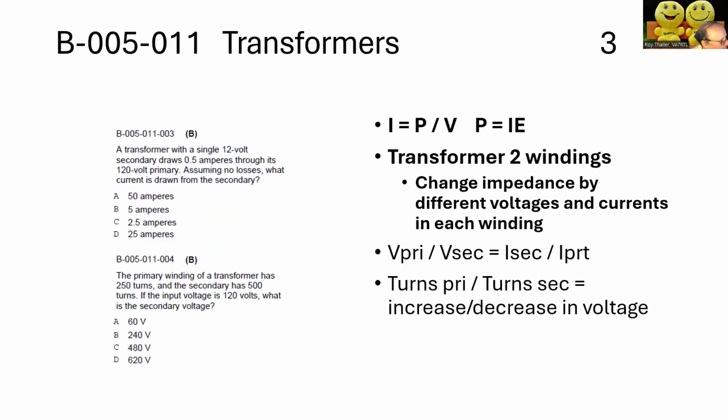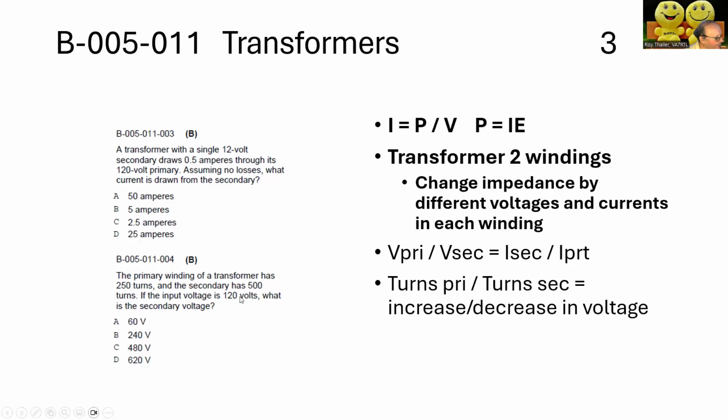A transformer with a single 12-volt secondary draws 0.5 amps through its 120-volt primary, assuming no losses. What current is drawn through the secondary? So you're going to have to do a calculation here, and the voltage ratio is 10. So 10 times 0.5 is 5 amps. So B is the correct answer.